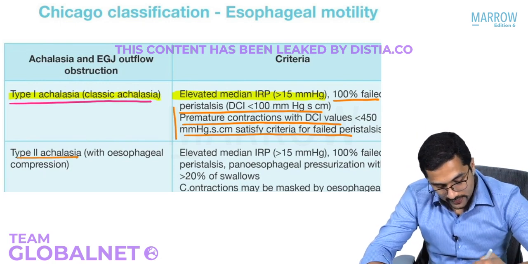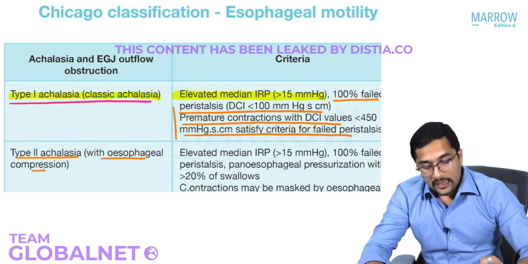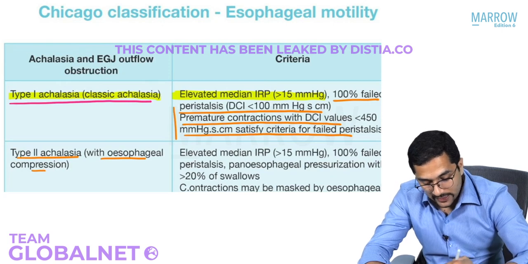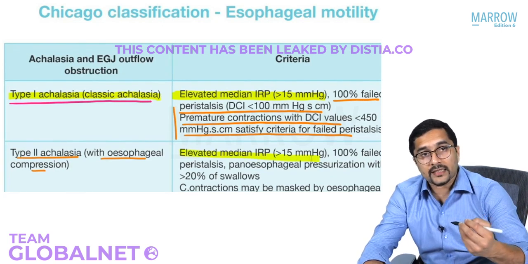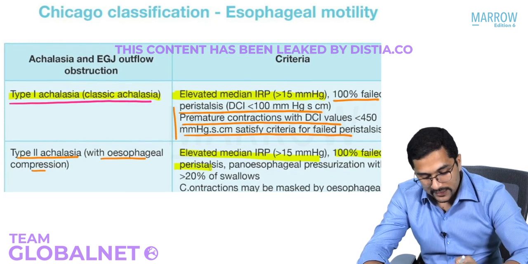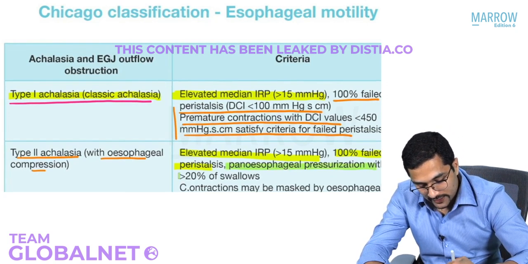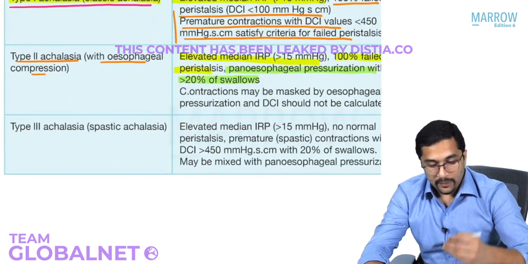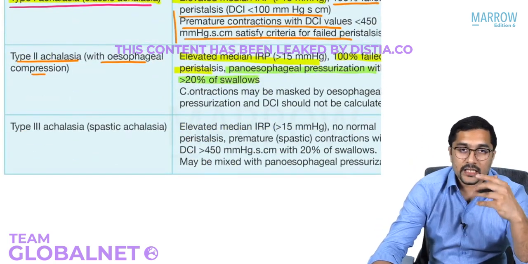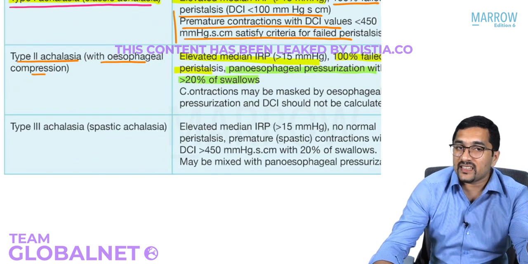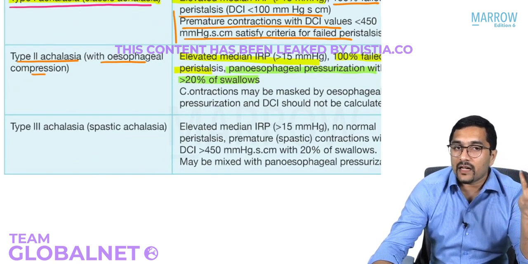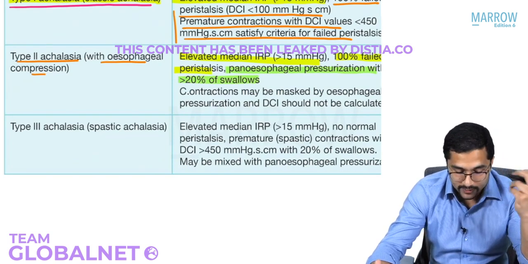Type 2 achalasia is with esophageal compression, and here again the IRP is raised. IRP raised means again LES is not relaxing. Failed peristalsis is there, and there is pan-esophageal pressurization. And because there is pan-esophageal pressurization, that is why it is difficult to calculate the DCI. You will not get an accurate value of DCI in type 2 achalasia.